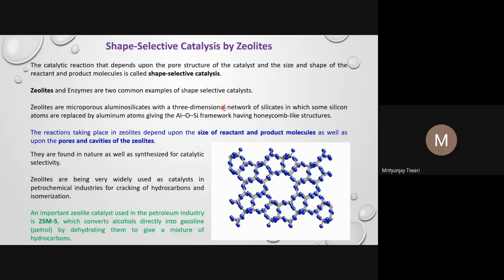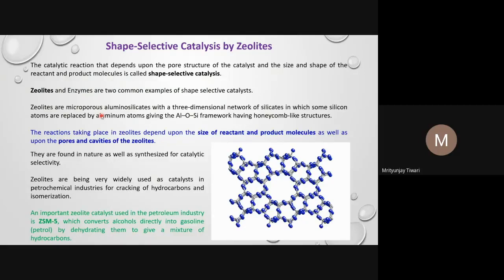Because depending on the pore size and the size of the active site of that enzyme, only a substrate of a particular size will undergo a chemical transformation or catalysis. And so the zeolites are another example of the shape selective catalyst. And if you remember zeolites, we have seen them in the p-block, particularly the silicon family.